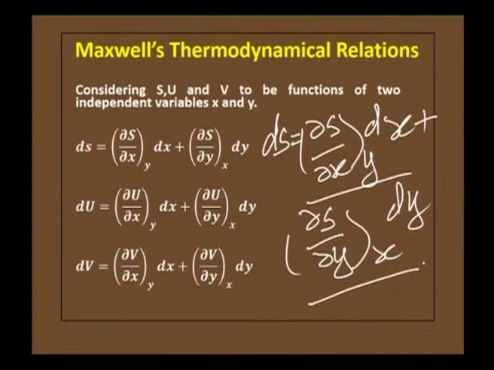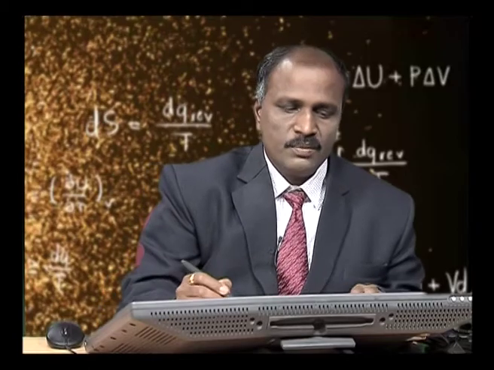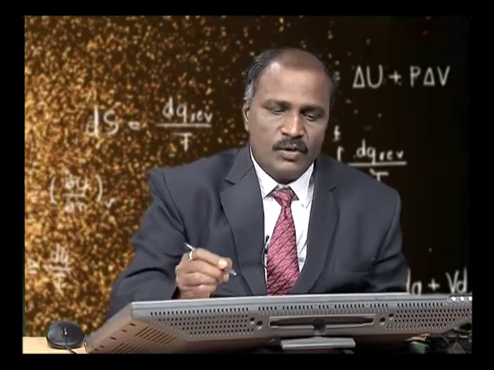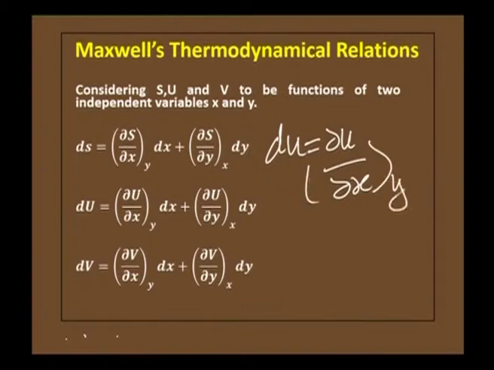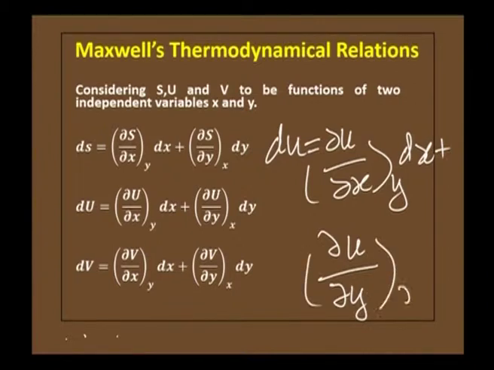Similarly, we can extend this partial derivative for dU also. So, similarly we can differentiate for dU. dU is equal to ∂U/∂x at constant y into dx plus ∂U/∂y at constant x into dy.